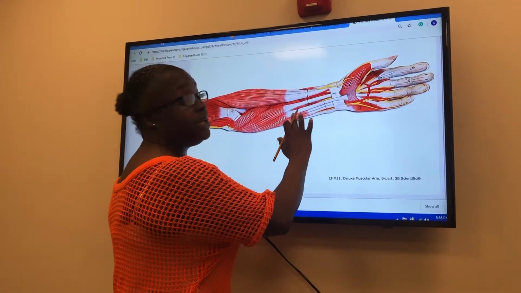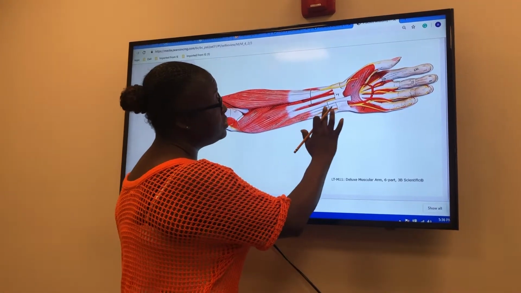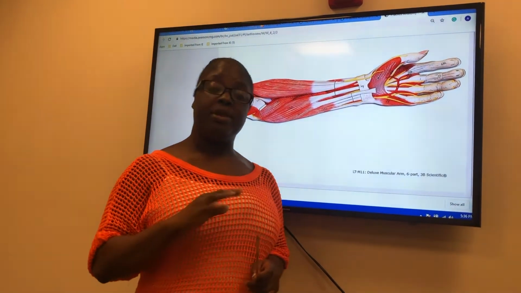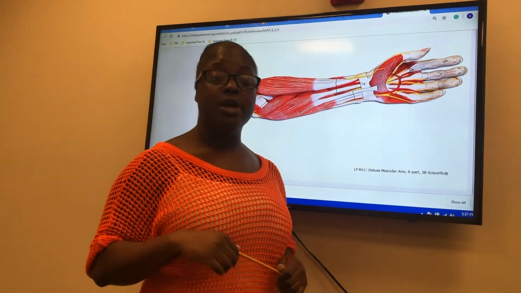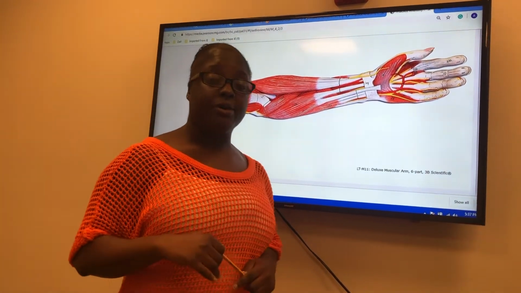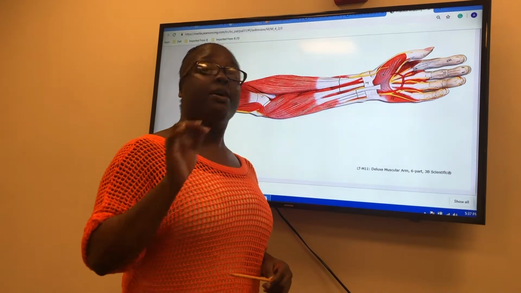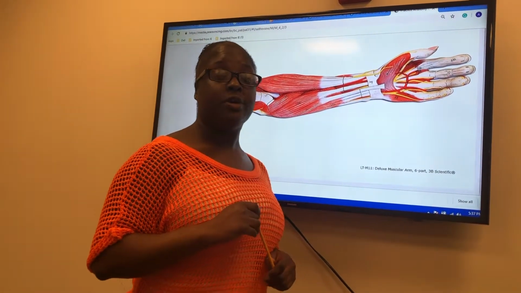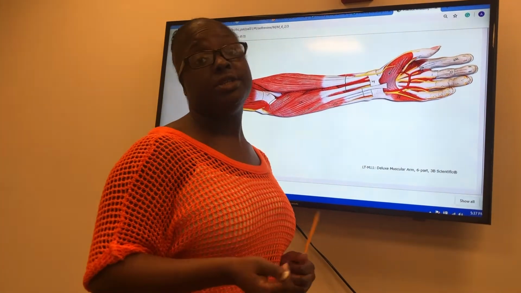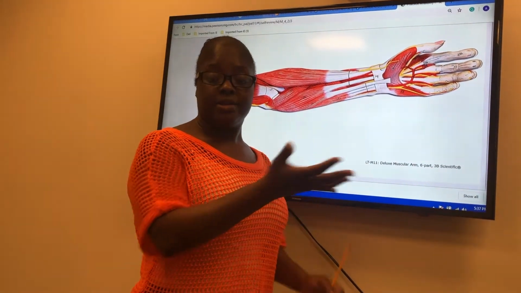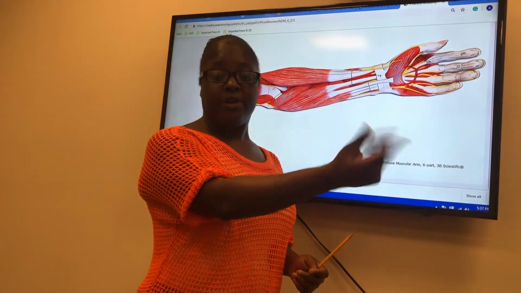Here is the flexor carpi ulnaris. The origin is also the epicondyle of the humerus. The insertion is in the base of the fifth metacarpal, and the nerve is the ulnar nerve. And for the action, it's a powerful wrist flexor. It abducts the hand and helps you extend your fingers during the finger extension.